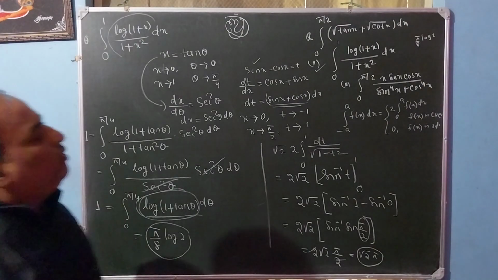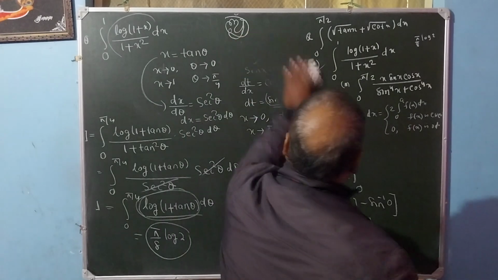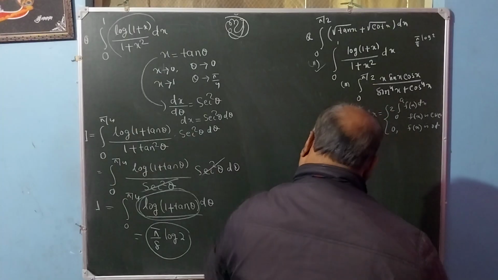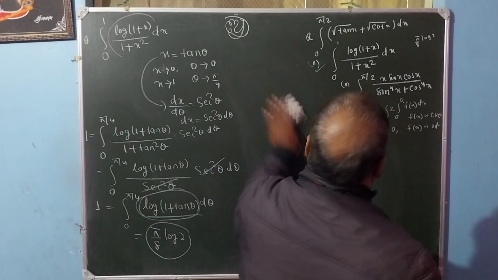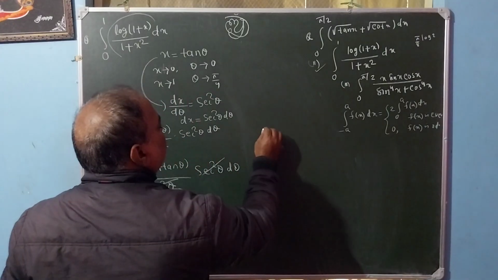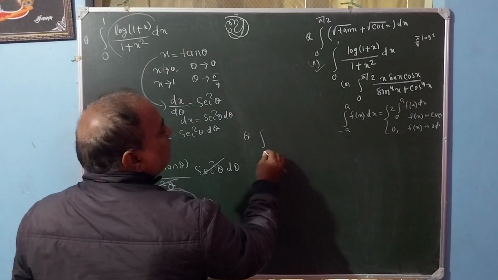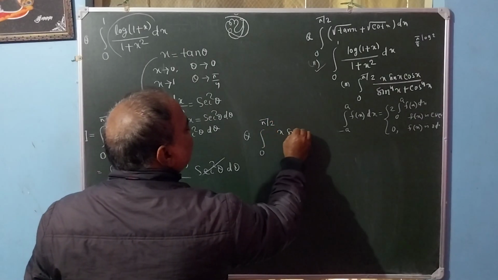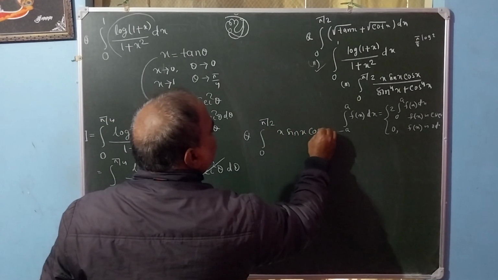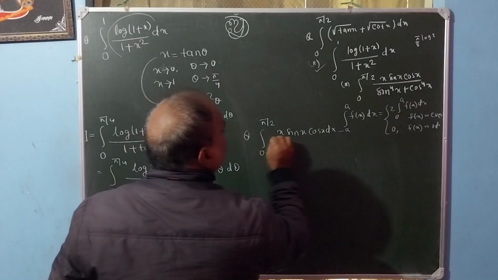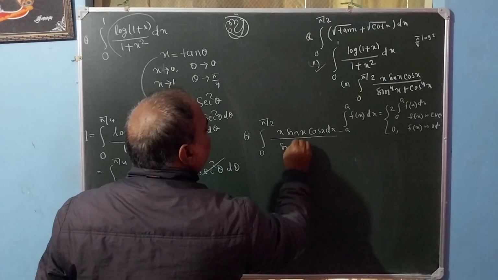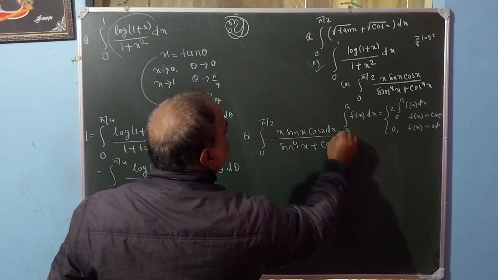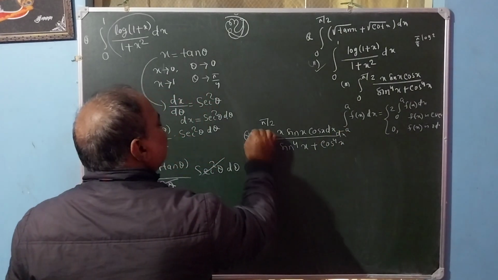Write down question number 3. Integration from 0 to pi by 2 of x sin x cos x into dx divided by sin to the power 4th x plus cos to the power 4th x into dx. This is I.